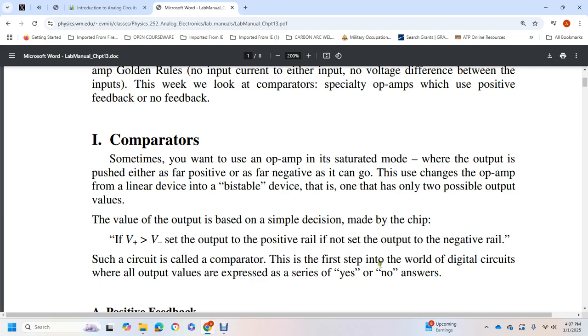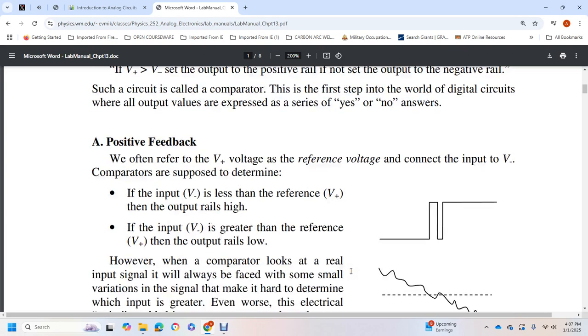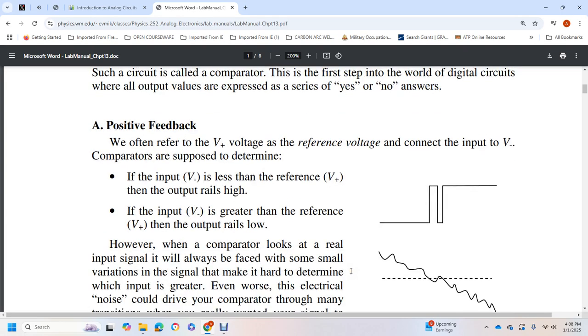This is the first step into the world of digital circuits, where all output values are expressed as a series of yes or no answers. With no feedback, connect the positive input to a reference voltage and the negative input to the signal. The comparator determines whether the input voltage is less than the reference voltage; if so, the output rails high. If the negative input voltage is greater than the reference, the output rails low.